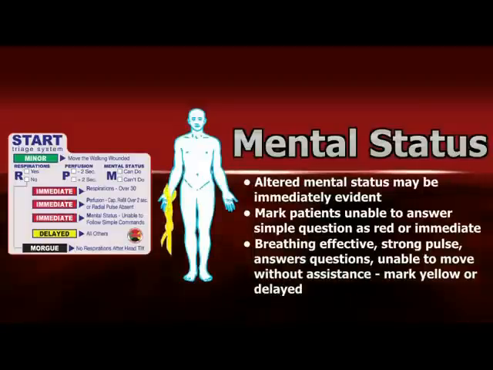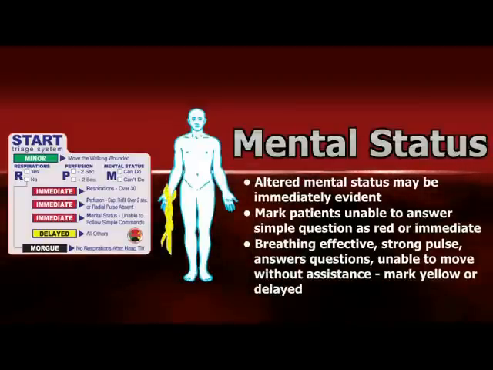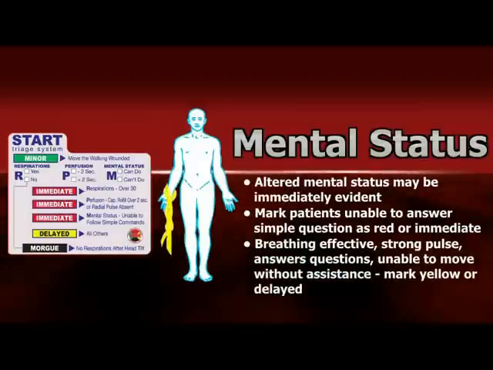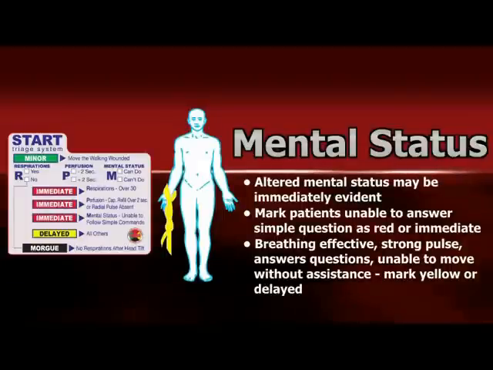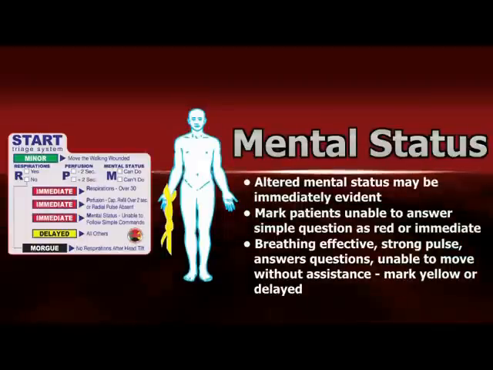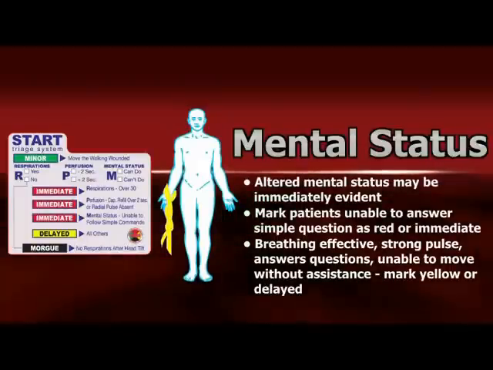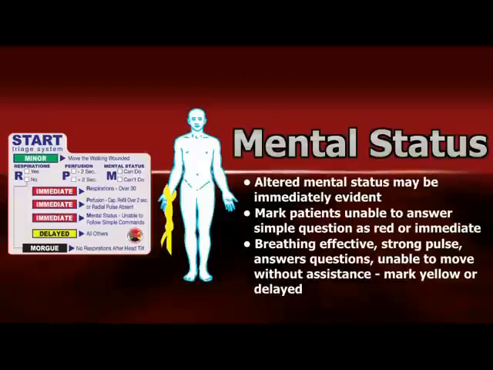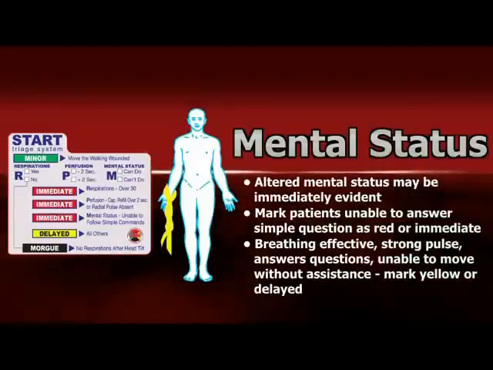If the patient is breathing effectively, has a strong radial pulse, and answers all questions appropriately, but was not able to walk out of the immediate area with the walking wounded, tag the patient delayed or yellow. This patient most likely has an injury that is not life-threatening, but will prevent them from moving.